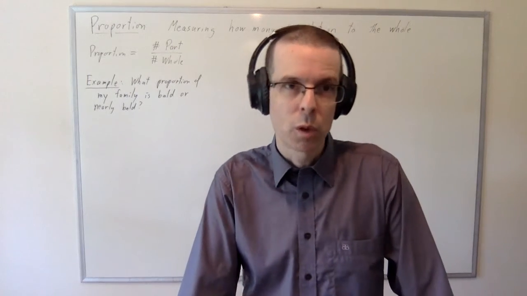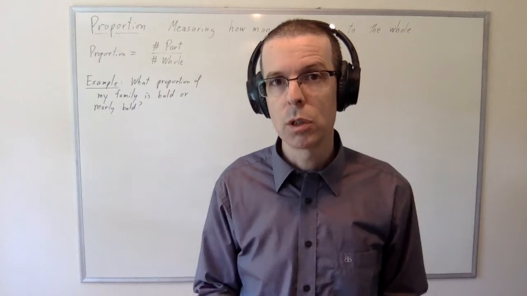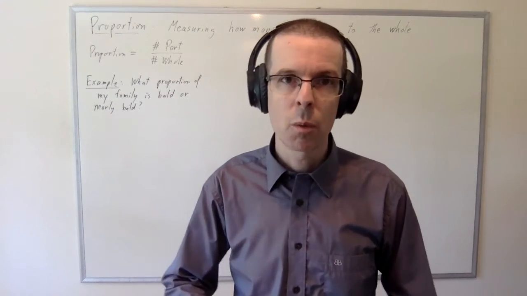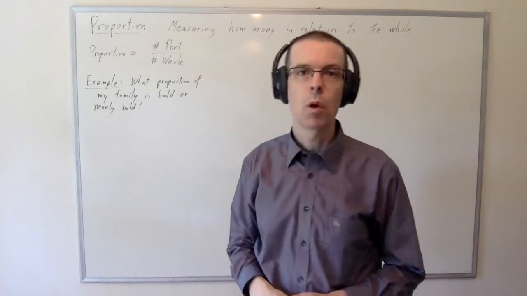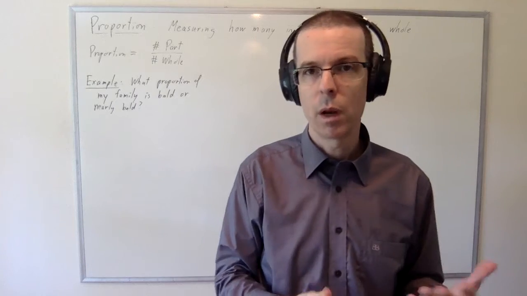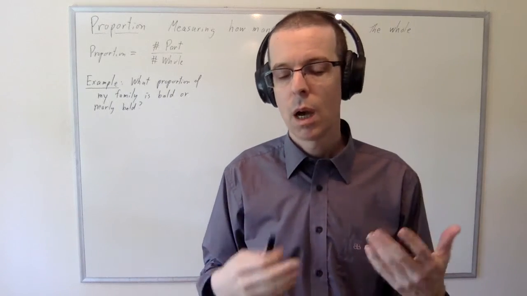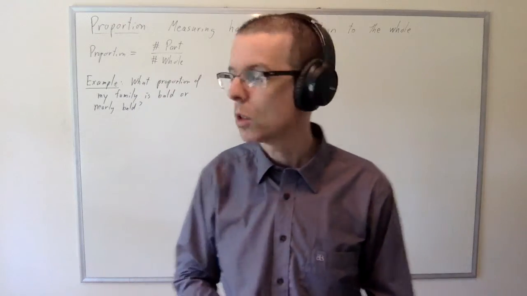Let's talk about the proportion idea. A proportion is nothing but a count measured in relation to a whole. So when we calculate a proportion, we take the number in that part and we divide by the number overall. Sometimes the proportion is the number of successes divided by the number of total options, but we're not always talking about successes here. Sometimes we can be talking about failures.